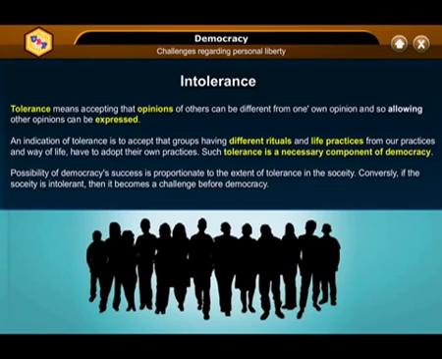Intolerance. Tolerance means accepting that opinions of others can be different from one's own opinion, and so allowing other opinions to be expressed. An indication of tolerance is to accept that groups having different rituals and life practices from ours have to adopt their own practices and way of life. Such tolerance is a necessary component of democracy. The possibility of democracy's success is proportionate to the extent of tolerance in the society. Conversely, if the society is intolerant, then it becomes a challenge before democracy.